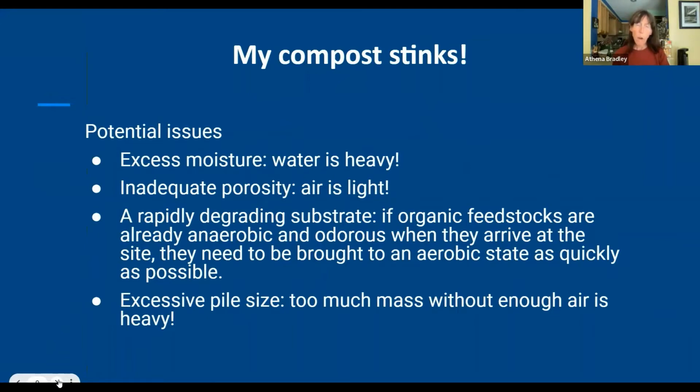So if you have a rotten egg smell, and all of these are in the composting troubleshooting matrix, so we've got for you, and I think we're going to put that in the chat, and also it's going to be on the website. But you can go through the matrix and it'll tell you exactly some of the reasons for compost smells. So a rotten egg smell, for example, means that there's probably anaerobic activity.